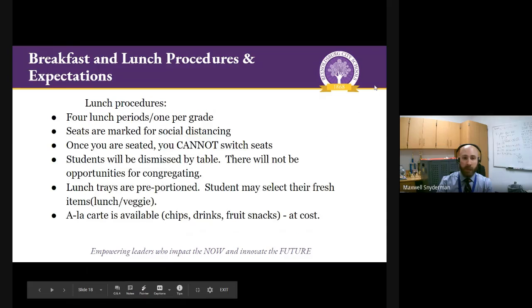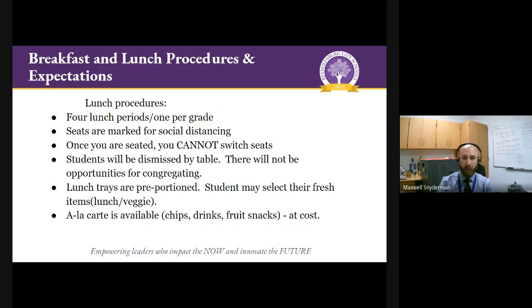Continuing on with our lunch procedures, we will have 4 lunch periods this year, 1 for each grade, 5th, 6th, 7th, and 8th. Seats are already marked for social distancing. As you saw in the video, they are marked with an X on the seats that they should not sit in. Once the student is seated for lunch and has their food, they cannot switch their seats. We are stressing that extremely hard this year. They cannot switch their seats. Students will be dismissed by table. There will be no opportunities for students to congregate in the cafeteria.